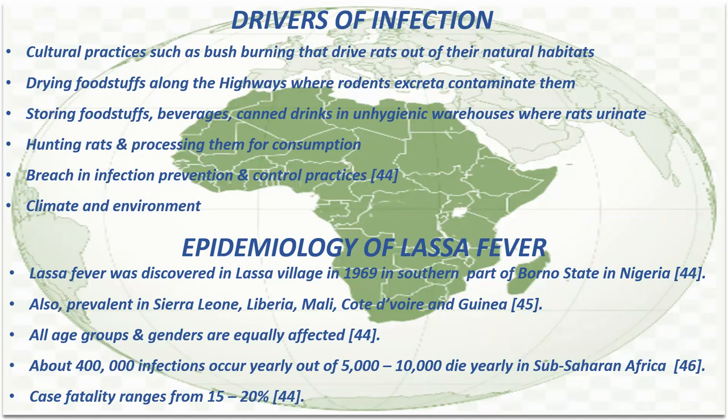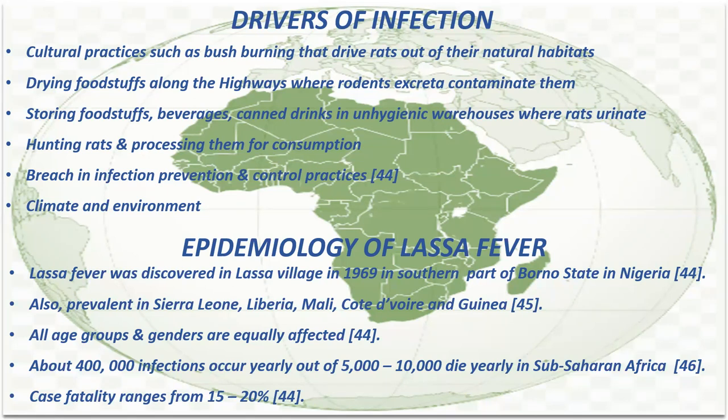Lassa virus was discovered in 1969, in a town called Lassa in Benue, in the northern part of Nigeria. It was named after the town, Lassa fever. After that, it's also prevalent in Sierra Leone, Liberia, Mali, Cote d'Ivoire, and Guinea.